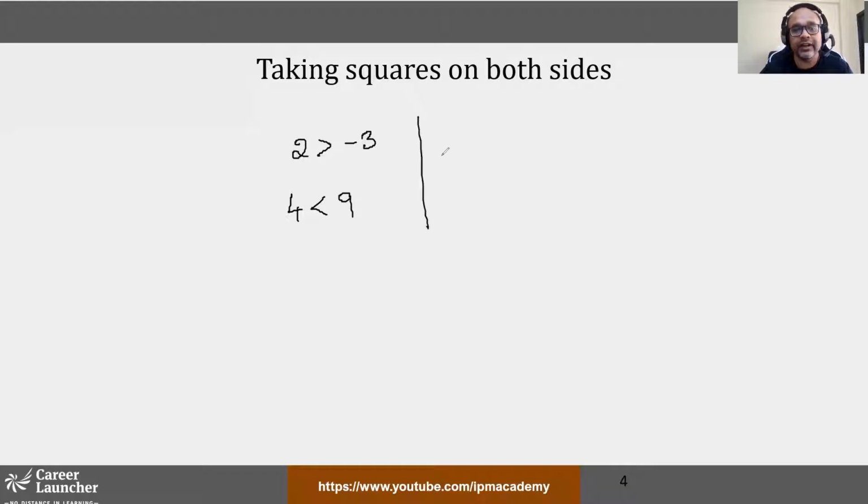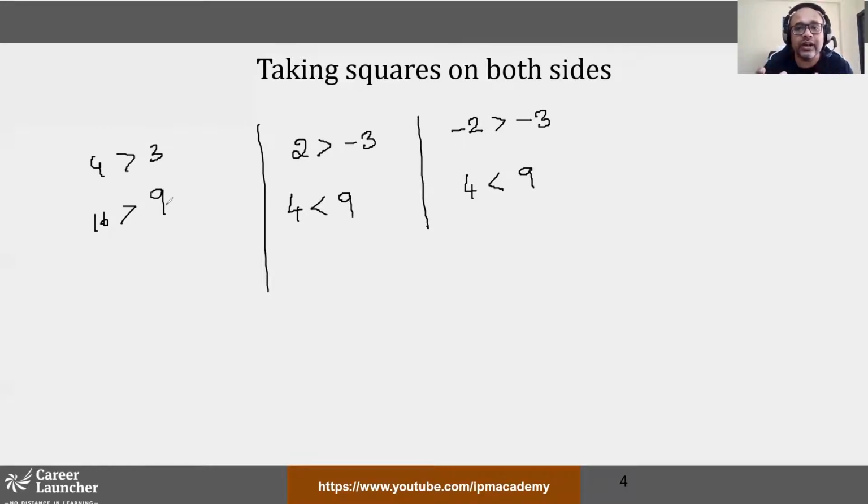Correct? However, if I say minus 2 is greater than minus 3, now when I square it, you will get 4 is less than 9. So the sign changes. Then look at when both of them are positive. Let's say 4 is greater than 3. Then you'll get 16, and the sign will remain: 16 is greater than 9.